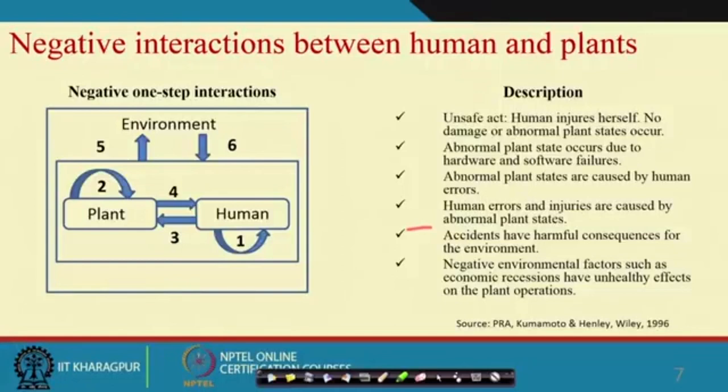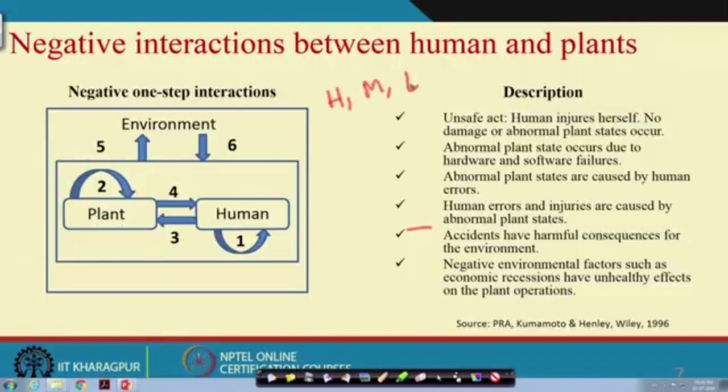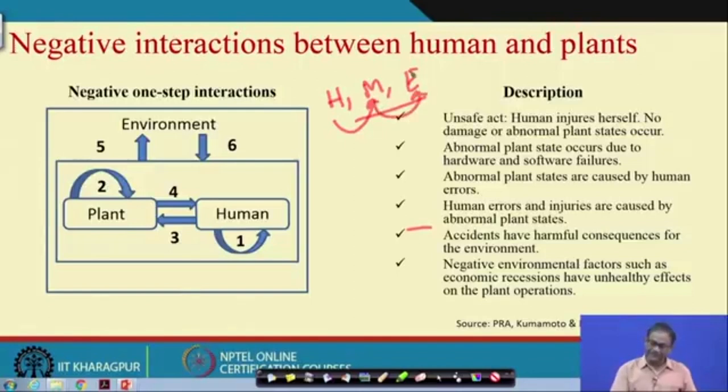Then I will come to the negative interactions between human and plants. Here the basic concept is that in any plant, any system you consider, there will be at least three things: human, machine, environment. Human may affect machine, machine may affect environment, environment may affect machine, environment may affect human, and machine also can affect human. So that means there are interactions between all the components. Those interactions can be positive and negative also.